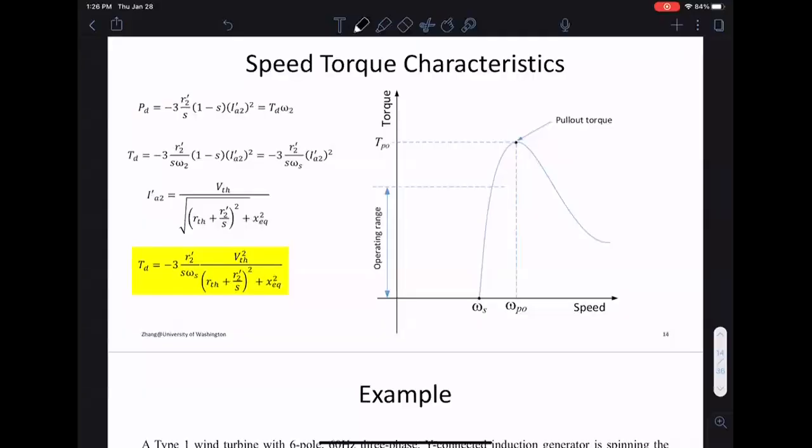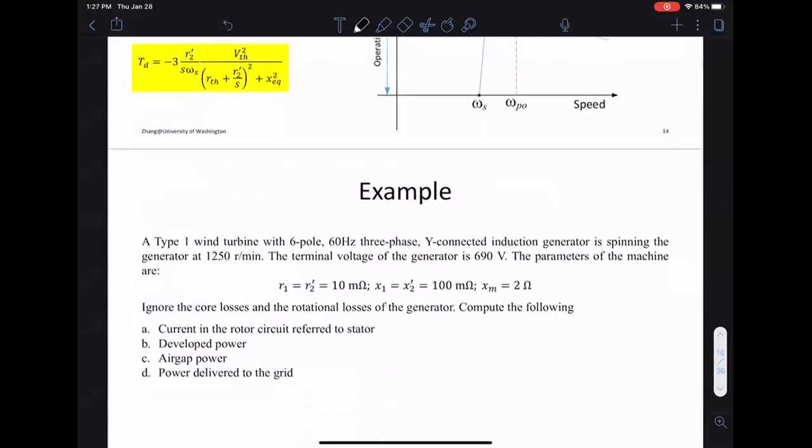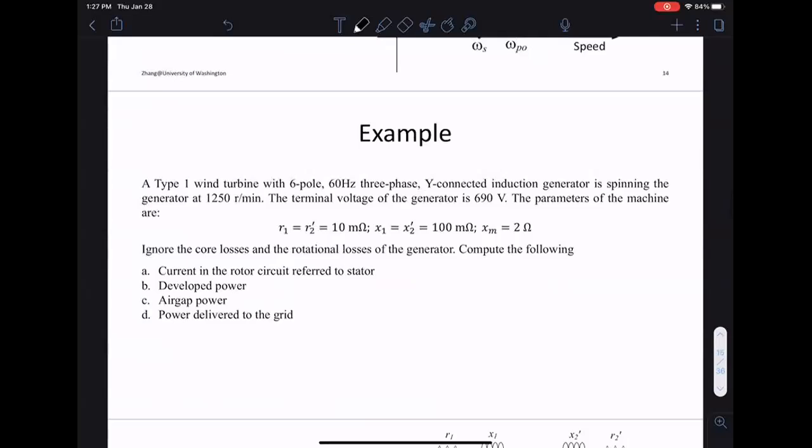Okay, all right, so let's get started again. So we're going to do some examples, and the first example is like this. Let's say we have a type 1 turbine, 6 poles, 60 Hertz, spinning at a rate of 1250 revolutions per minute. The terminal voltage of the generator is always 690 volts, and the machine has the following parameters.